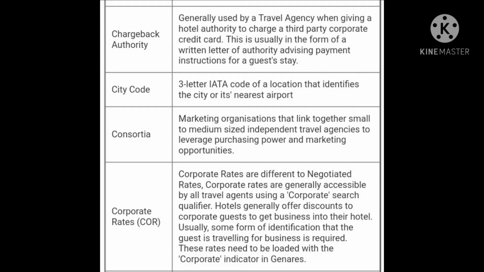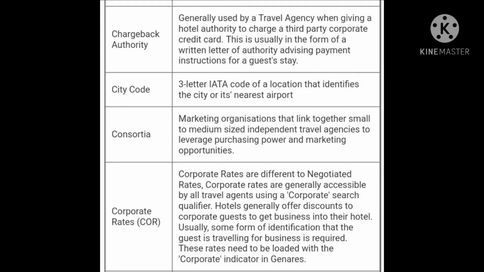Consortia. These are marketing organizations that link together small to medium-sized independent travel agencies to leverage purchasing power and marketing opportunities. So we will go to corporate rates or COR.